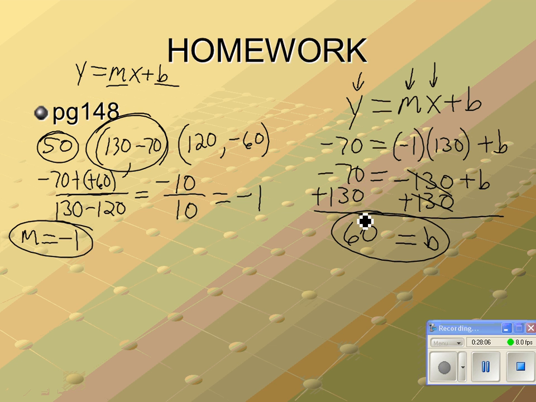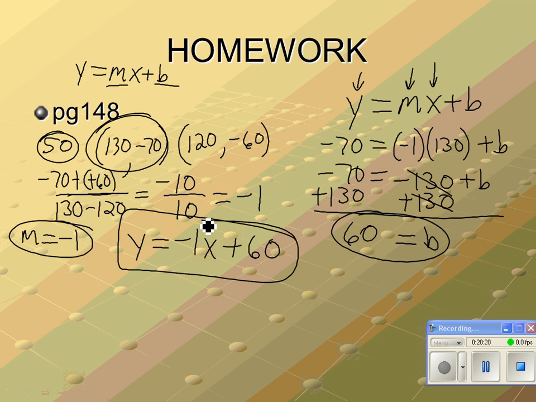Do I have enough now to write this in slope-intercept form? So what's it going to be? Negative 1x or negative x plus 60. So that's the equation for that county line.